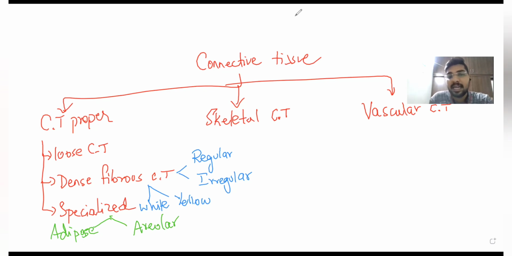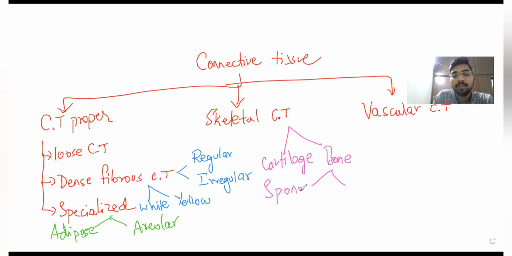Coming to your skeletal connective tissue, it is divided into two types. One is your cartilage and the other one is your bone. Bone is again divided into spongy bone and compact bone. So our skeletal connective tissue is divided into cartilage and bone. Bone is further divided into spongy bone and compact bone. On the other hand, vascular connective tissue is divided into blood and lymph.